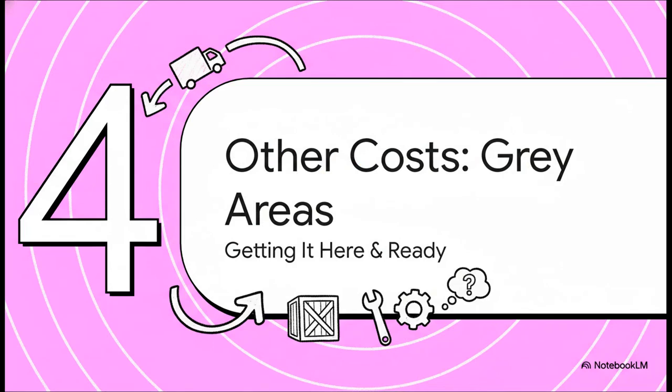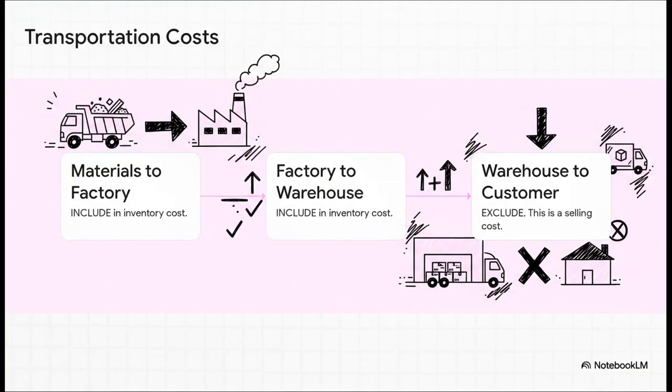Okay, on to our third and final category of costs that can go into inventory. These are the other costs. And the rule is you can only include them if they were absolutely necessary to get the inventory to its current location and in its current condition. And yeah, this is where things can sometimes get a little gray. Transportation is a perfect example of a gray area, but this makes it super clear.